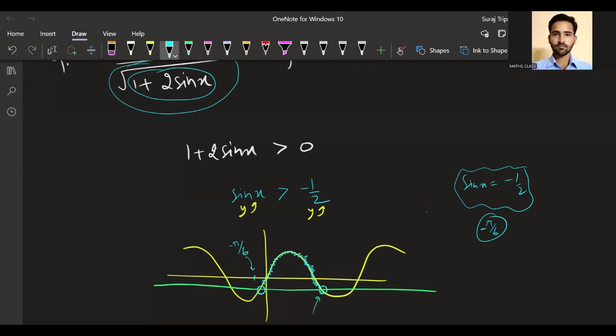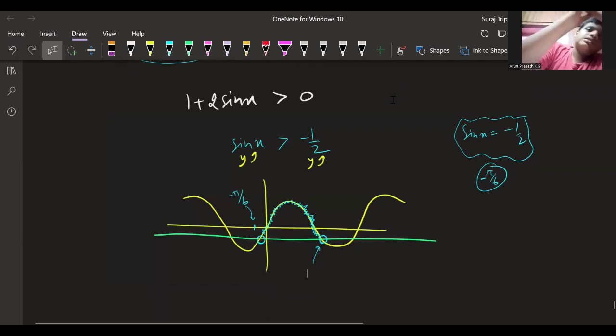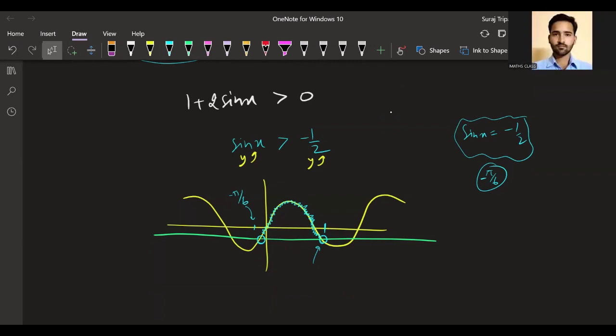So what about this point? What is the value of this point? This angle is not pi by 6. Yes, pi plus pi by 6. So pi plus pi by 6 is 7 pi by 6. This angle is 7 pi by 6.